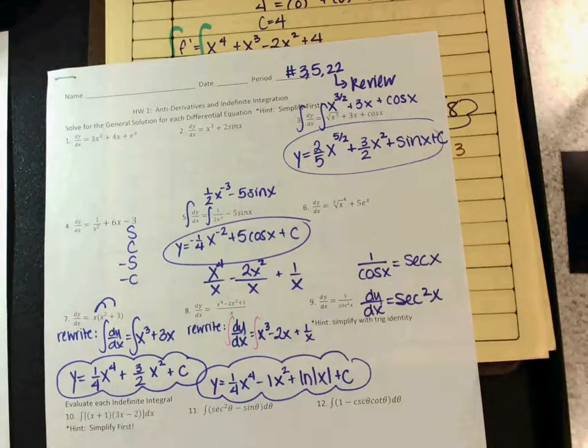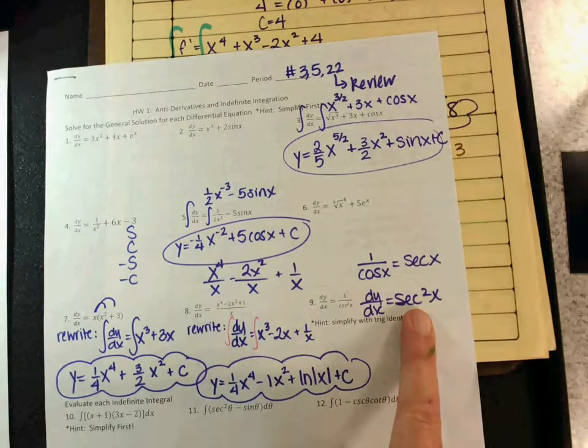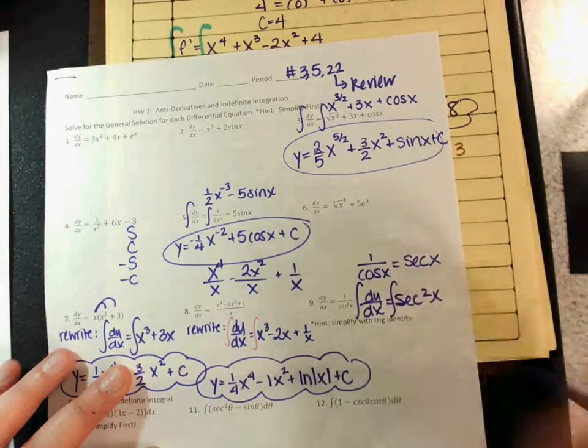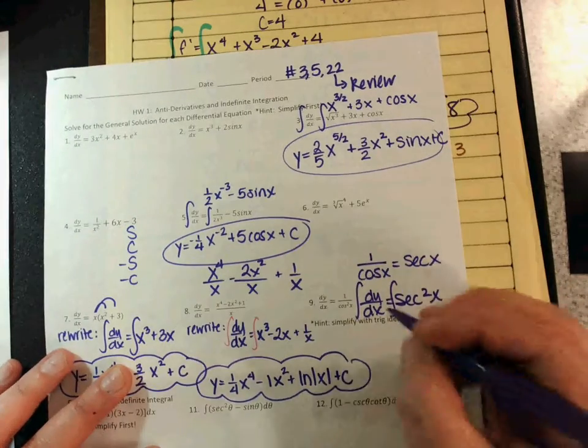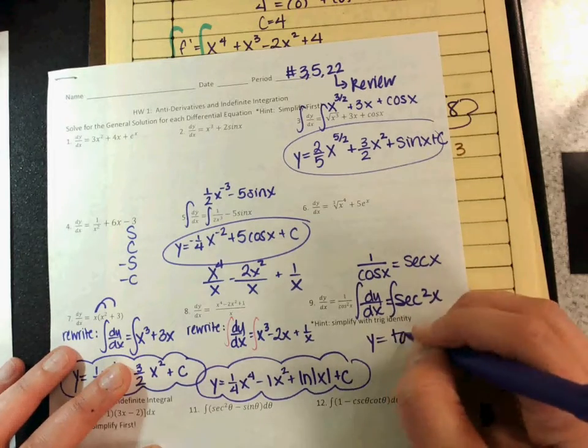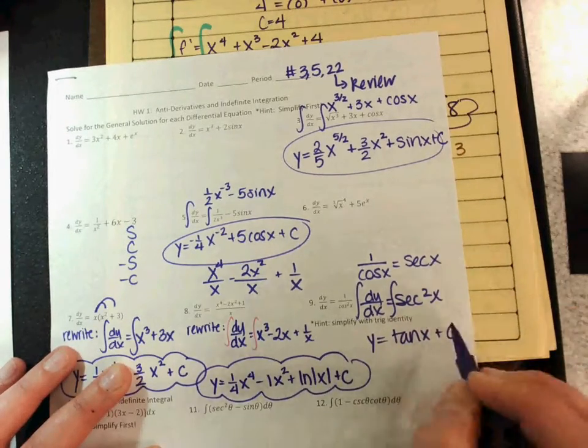And secant squared is one of the ones that you should know. It had to be tangent at the beginning. Because remember, what's the derivative of tangent? Secant squared, and it's just backwards, right? So you would say integral. The derivative of dy dx is y. The antiderivative of secant squared is tan x plus c. Got it?